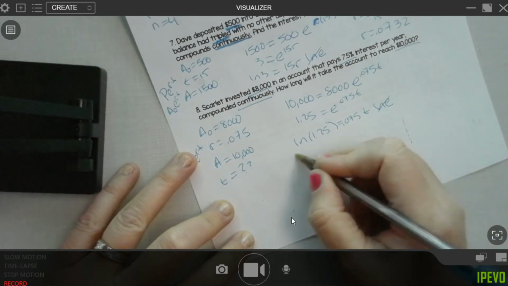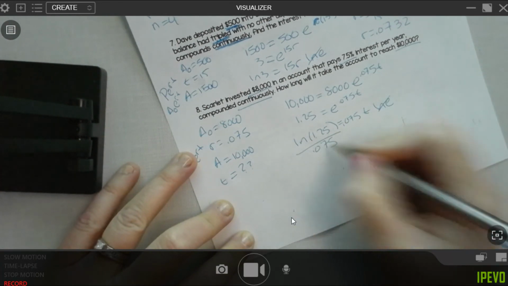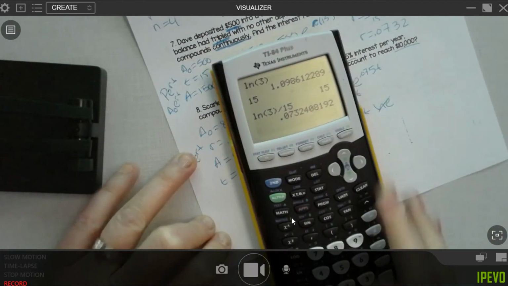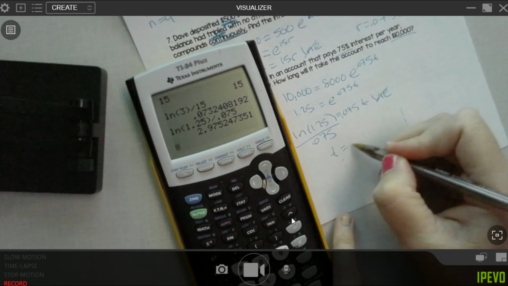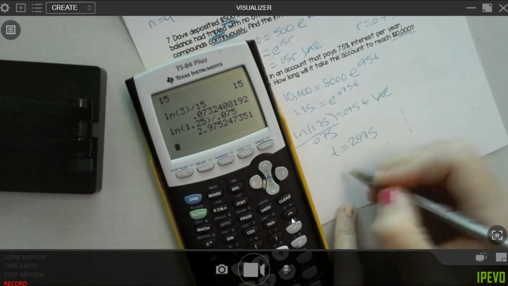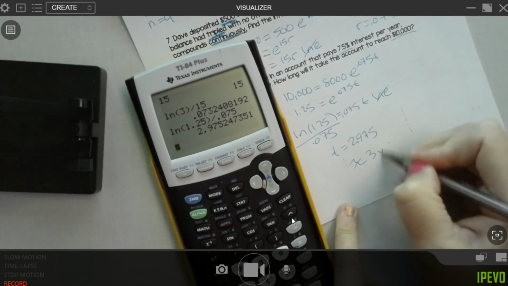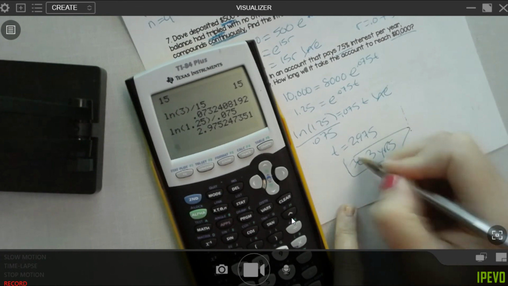Remember, LME cancels. So we should be doing natural log. So then my T is 2.975. So we're going to say it's going to take about 3 years for that to happen.